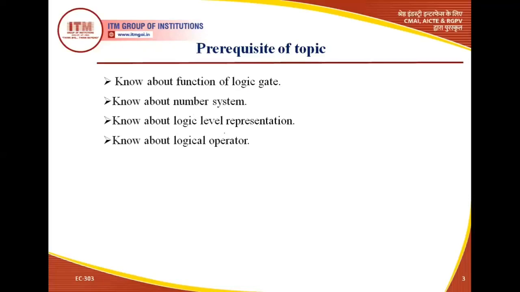That means we use two types of logic level representation. One is positive and another one is negative. In positive logic representation, one is represented by the positive voltage of the two voltage levels and 0 is represented by the negative voltage. While in negative logic representation, one is represented by the negative or more negative voltage of the two voltage levels and 0 is represented by the positive voltage. So you should know about these representations.